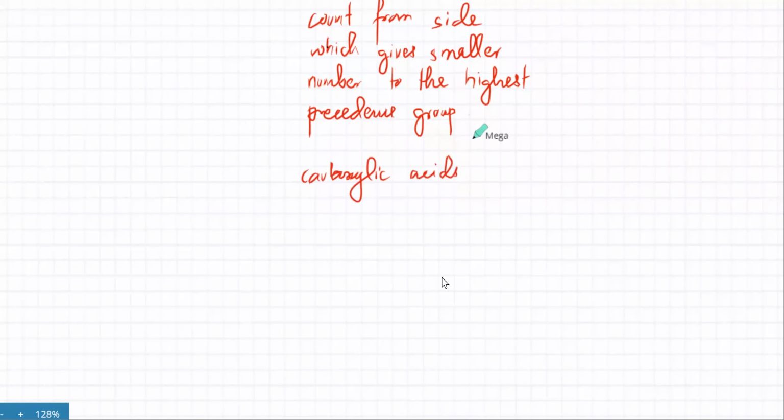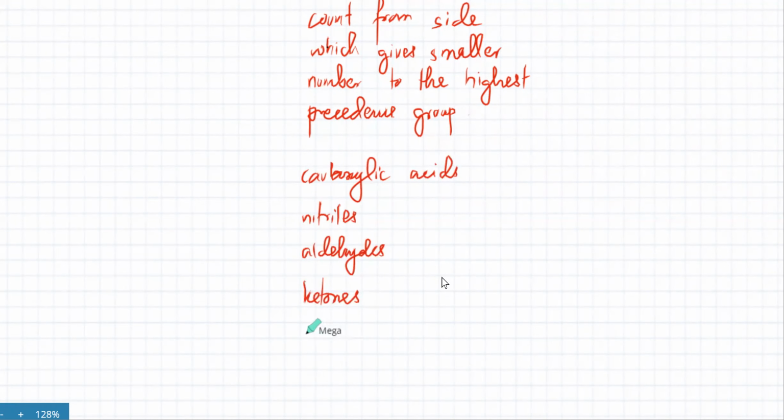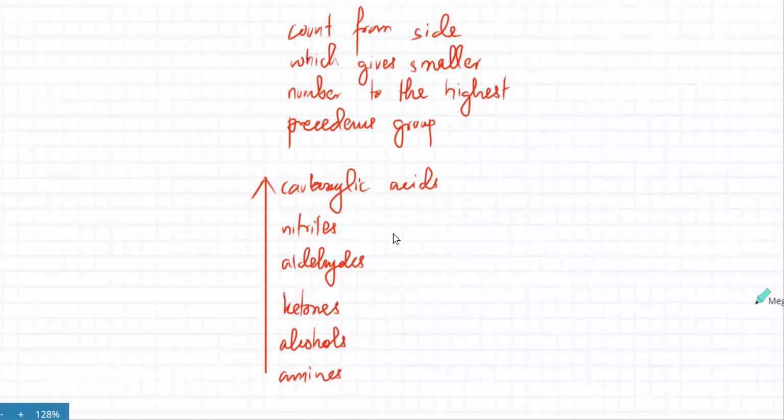So you start off with carboxylic acid, and after that it was nitriles. We're going to come to nitriles later on. Then you'll have aldehydes and ketones. And after that, I think there was alcohols. And after alcohols, you had amines. So that's your precedence order. And memorize the precedence order, that these are the most important groups, the top ones. The double bond has the least importance.